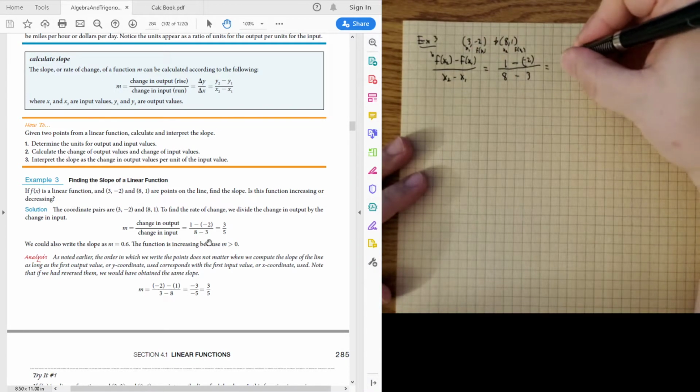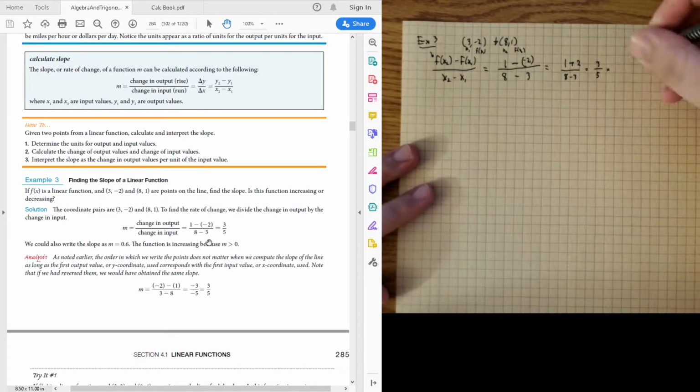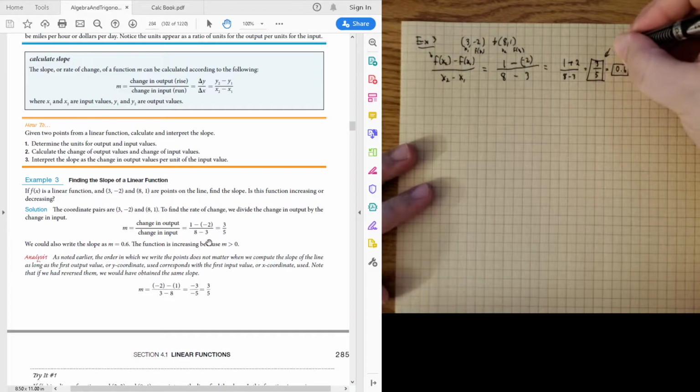Now we start simplifying. The double negative makes it positive, so we have 1 plus 2. And then 8 minus 3 on bottom. 1 plus 2 is 3. 8 minus 3 is 5, which gives me a fractional answer, which is perfectly acceptable. But I'm also going to write it as a decimal, 0.6. Why would I do that? Because this tells me the slope, which was the first thing the problem asked for. Now we need to answer the second piece. Is this increasing or decreasing?